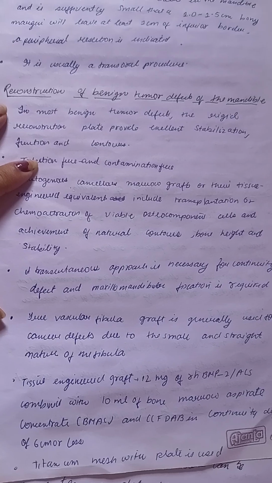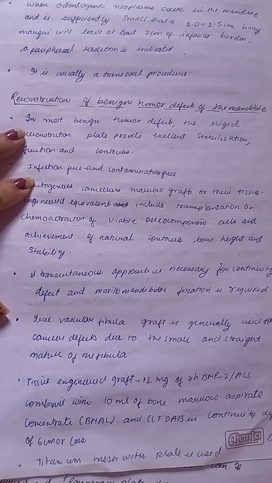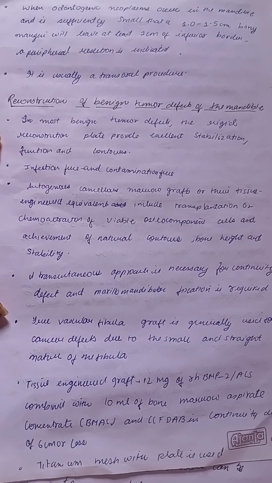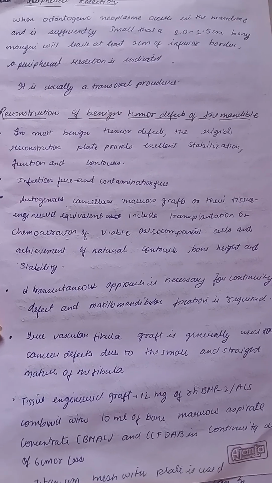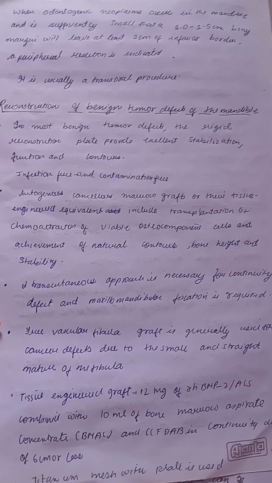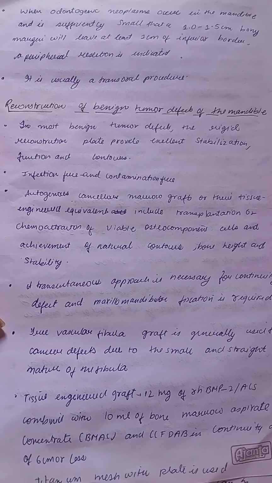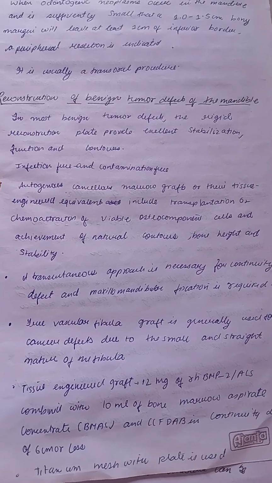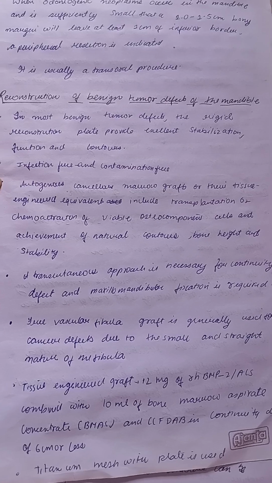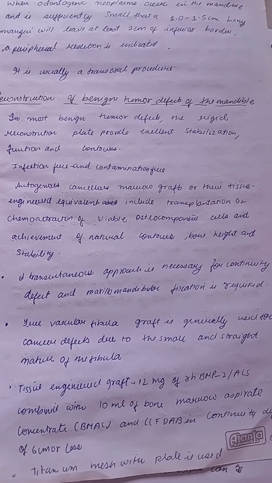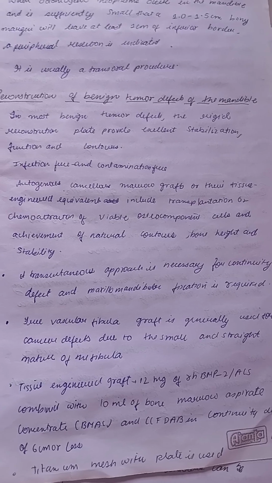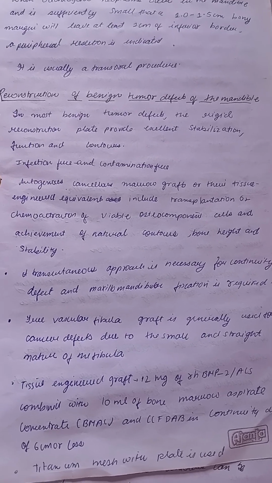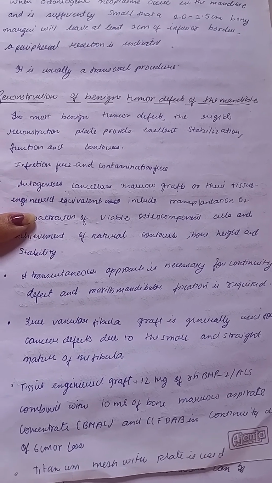Reconstruction of benign tumor defects of the mandible. In most benign tumor defects, the rigid reconstruction plate provides excellent stabilization, function and contour. It is infection free and contamination free. So we use a rigid reconstruction plate. Now autogenous cancellous marrow graft or tissue engineered equivalent includes transplantation or chemotraction of viable osteocompetent cells and achievement of natural contours, bone height and stability. इसलिए autogenous cancellous marrow graft यूज़ करते हैं.